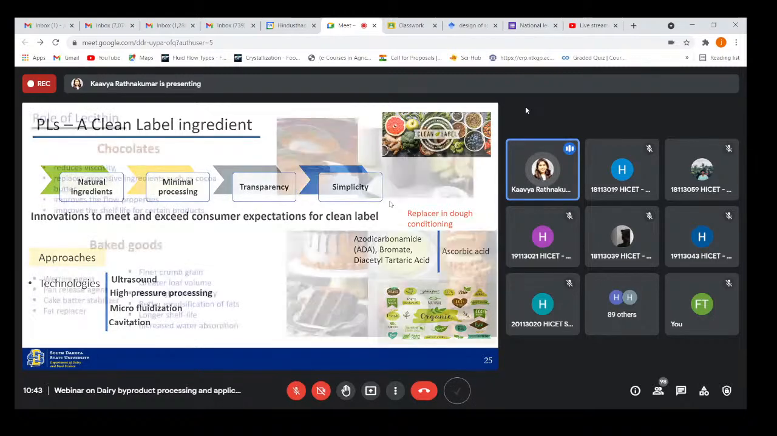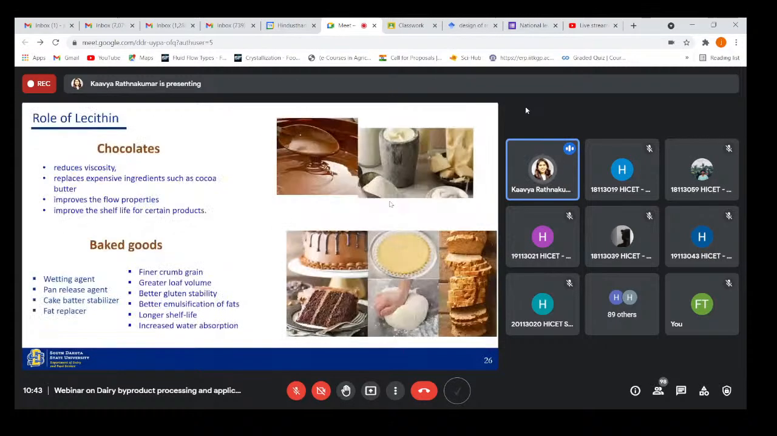So as I said earlier, the role of lecithin is as phospholipids. These phospholipids are often referred to as soy lecithin because it is obtained from the soy source. If it is obtained from the milk source, we can use it as a dairy lecithin.